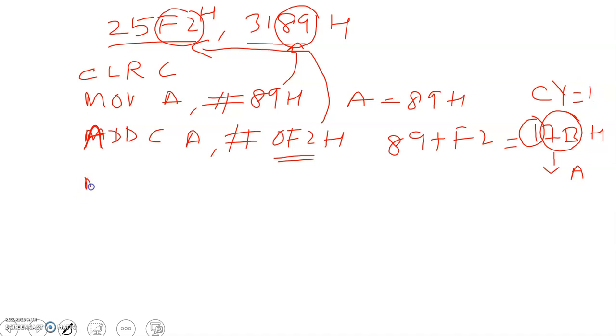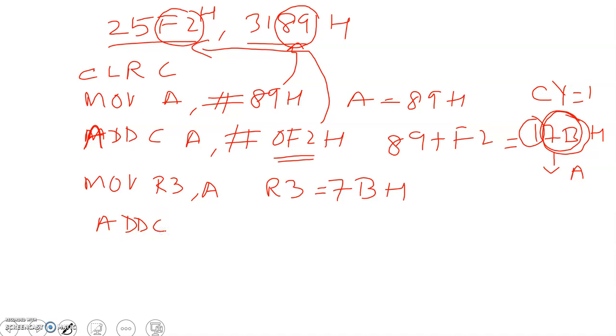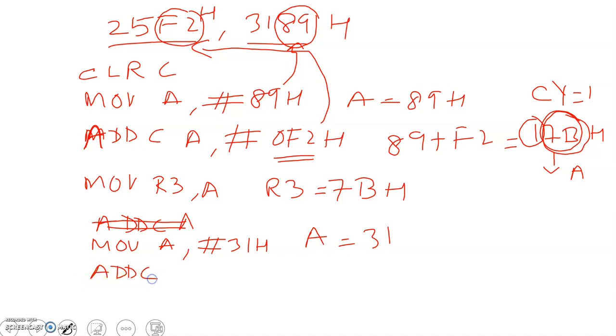Okay, then what I have to do is MOV R3, A. So whatever has come in A now, which is 7B, will be moved to R3. Okay, so now R3 will have the value of 7BH. Then ADDC. Sorry, before ADDC I have to write one more instruction: MOV A, #31H. So this saves the value 31 in A. Then I will write the ADDC instruction, ADDC A, #25H.